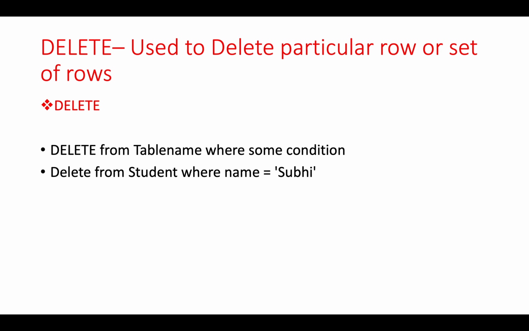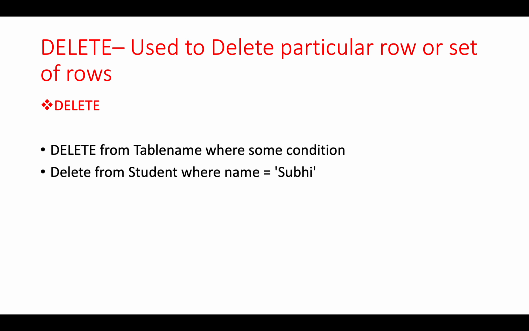The third command is the delete command. It is used to delete a particular row or a set of rows. How can we use it? Delete from the table name where some condition is given. For example, delete from the table student where name is Shubhi. So these three commands, insert, update, delete, are data manipulation commands.